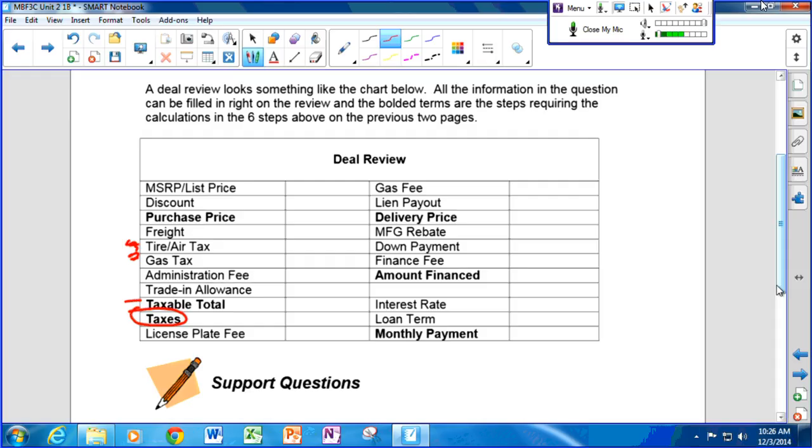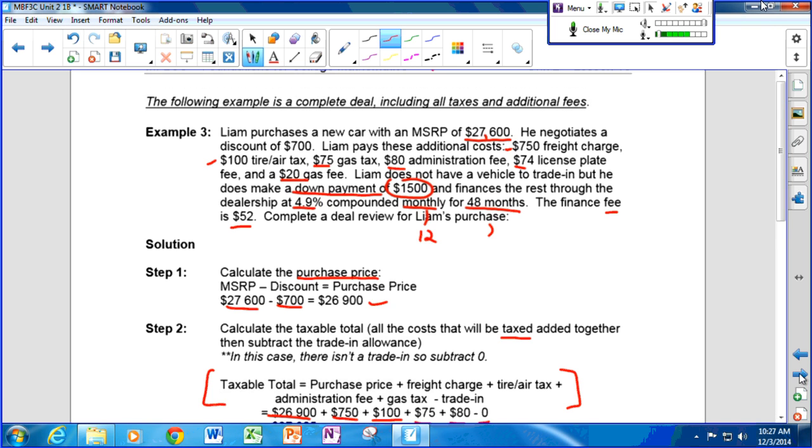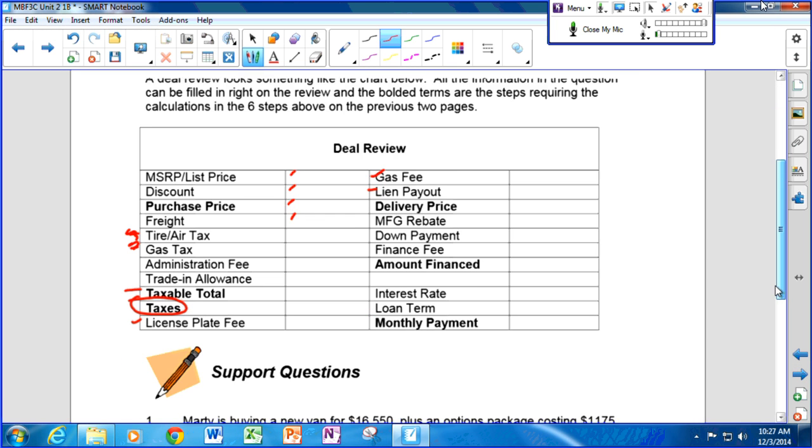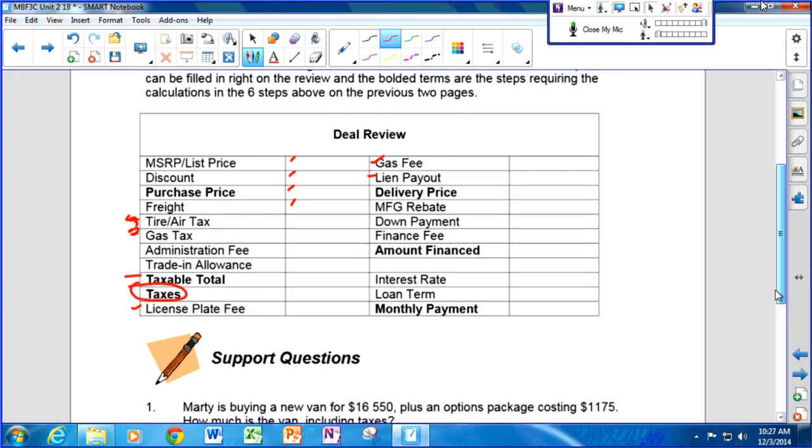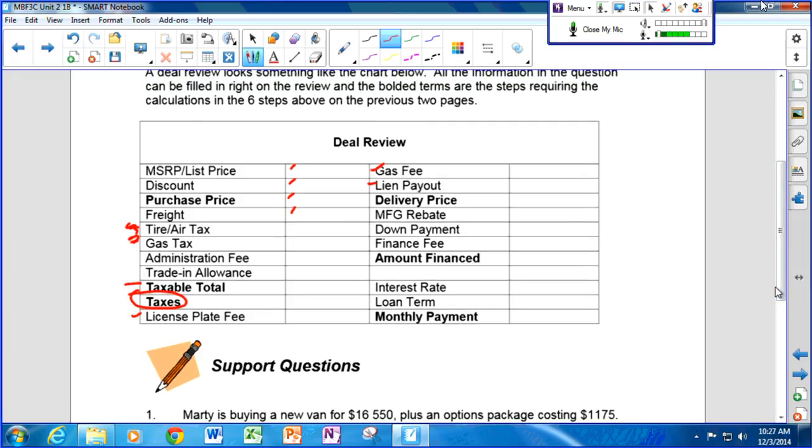Now, here's a couple of things that aren't taxed. So the license plate isn't taxed. The gas fee, because gas already has tax in it. The lien payout. So these things are not taxed, and that's why we have that separate section of the deal review. So really, if you just fill in each one of these boxes, you really can't go wrong with these deal review things. Maybe take a picture of that, and that might help you. Keeping in mind that something like the trade-in allowance, all of these other ones you're adding, but the trade-in allowance should actually be something you subtract.